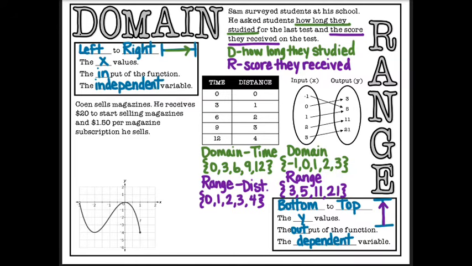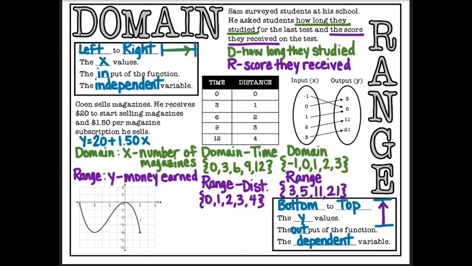Okay, so I'm going to write an equation that would represent this situation. So I can say y equals 20 plus 1.5x, since he starts out with $20 and then we're adding $1.50 for each magazine he sells. All right, so that would mean that the domain is our x, and that represents the number of magazines. The range is our y, which is the money that he earned.